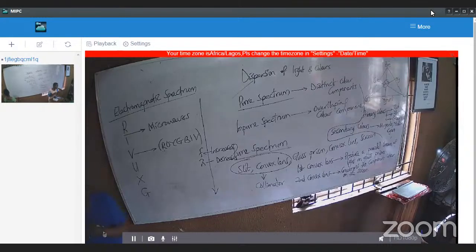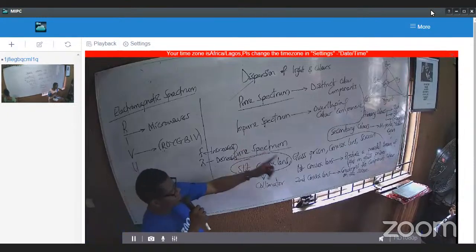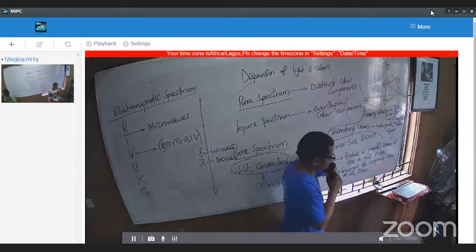Which of them is used for treating some forms of cancer? What is a pure spectrum? A spectrum where all the 7 color components are distinct, no overlapping. But impure is the one that is overlapping. So for a pure spectrum, you will need slits, convex lens, glass prism, convex lens, and screen.